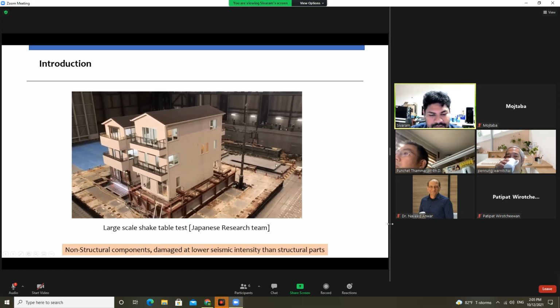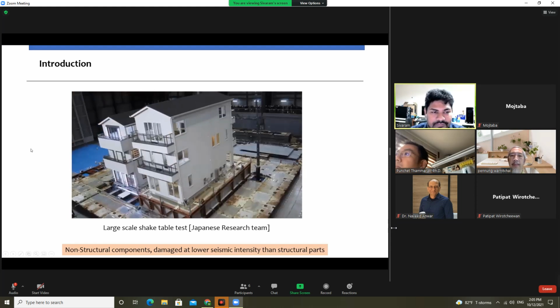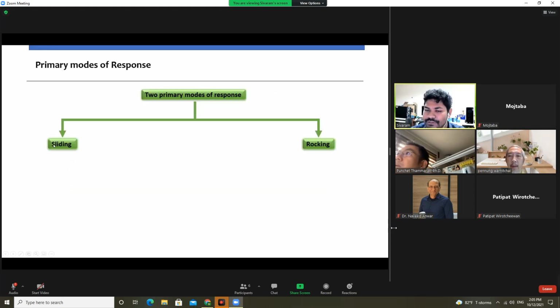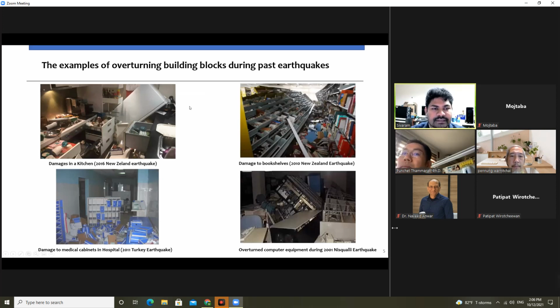From here, we can clearly see the structural parts. And as I told earlier, there are two modes: one is sliding, the other is rocking. The sliding won't cause that much issue, but for rocking, it will overturn and cause fatal accidents. So our thesis focuses on the rocking category. These are some examples of overturning building blocks during earthquakes.